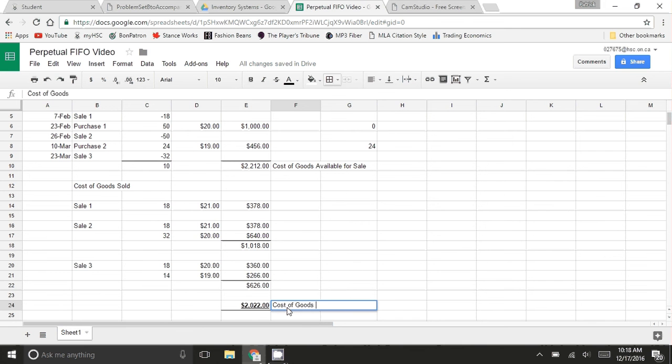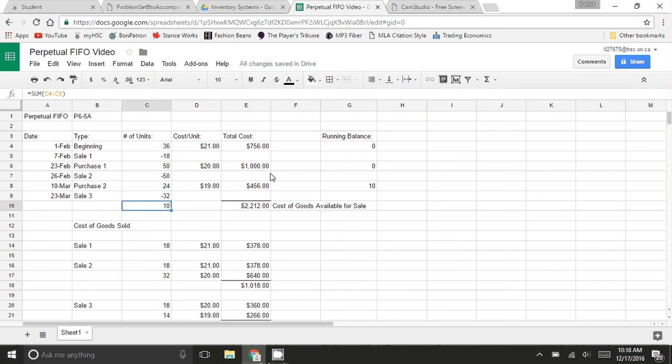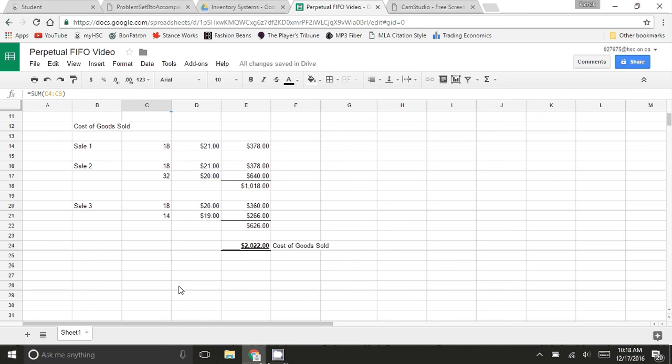And we know that this is right because we know that we have all our units because once I remove this 14, which I forgot to do, sorry, this should be 10. Then we know that this 10 matches the ending inventory that we were supposed to have in our running balance, so we know that we didn't miss any units.